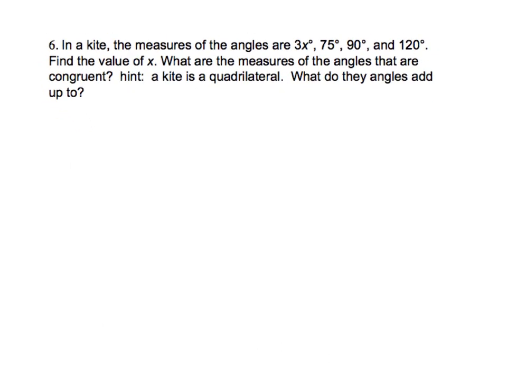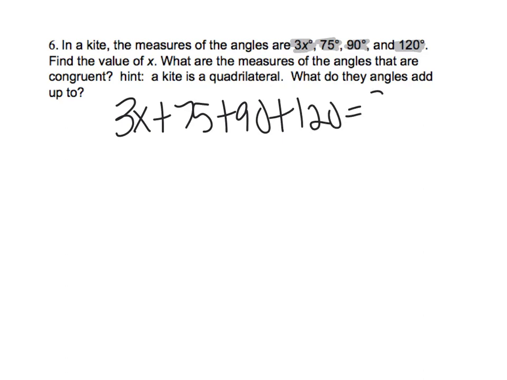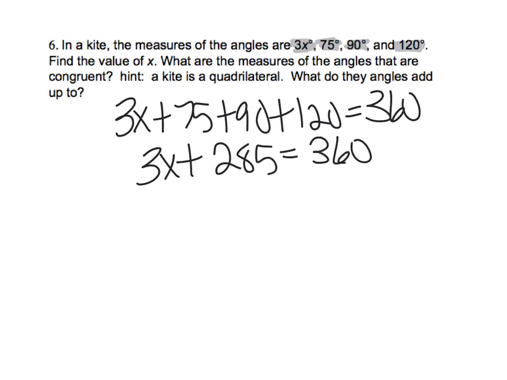Okay, so here we have a kite. A kite is a quadrilateral, and it tells us we have an angle that's 3x, an angle that's 75, an angle that's 90, and an angle that's 120. They want us to find the value of x. Those 4 angles, all added together, are going to add up to 360 because it's a quadrilateral. So we'd have 3x plus 75 plus 90 plus 120 equals 360. When we combine our like terms on the left, we get 3x plus 285 equals 360. If we subtract 285 from both sides, we get 3x equals 75, x equals 25.